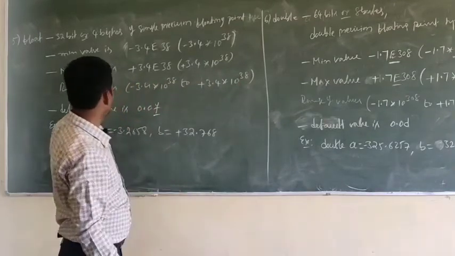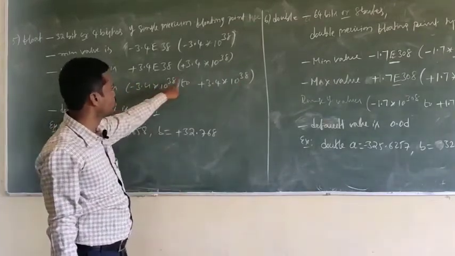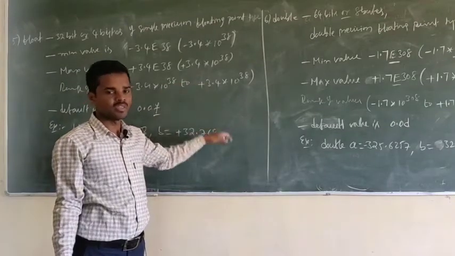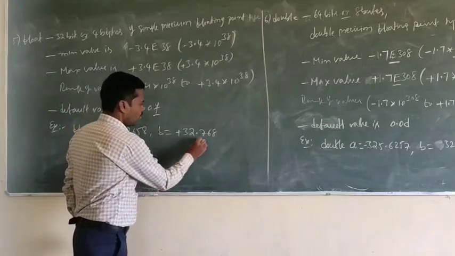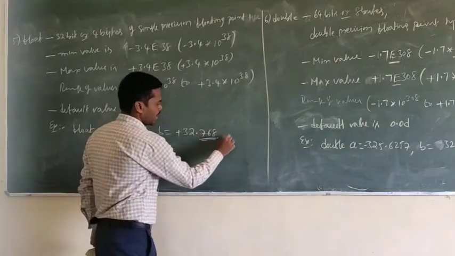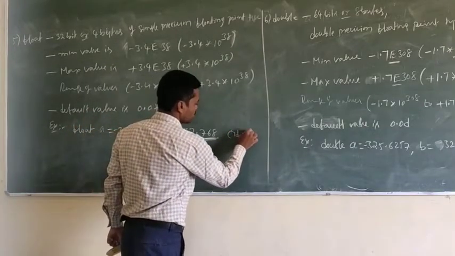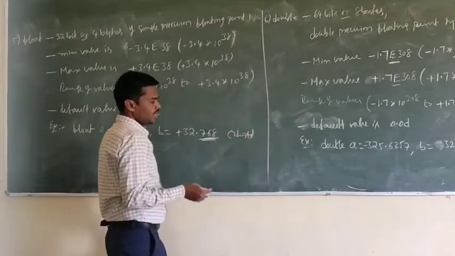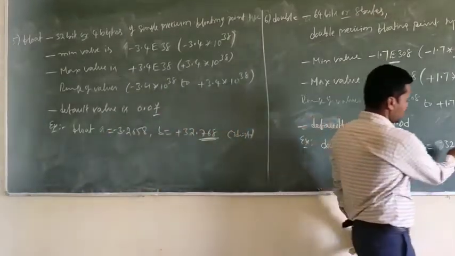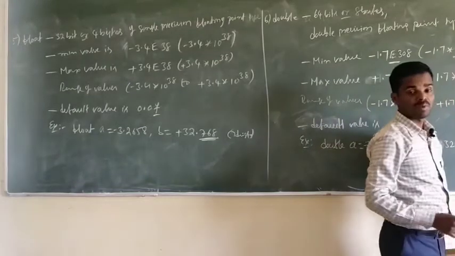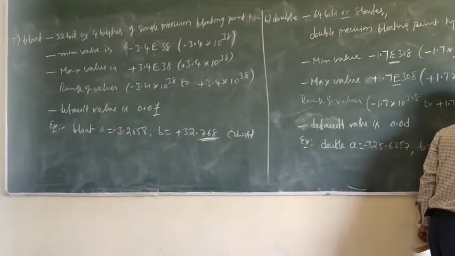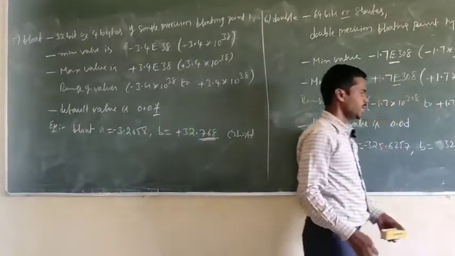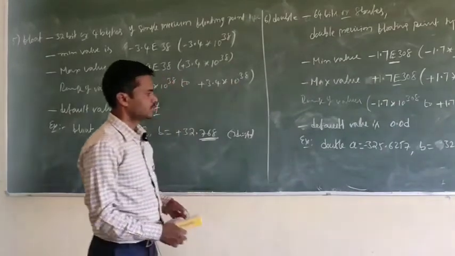So here the float can allow a maximum of up to 7 digits after the decimal point. After the decimal point it can allow approximately 7 digits, and here, for double, after the decimal point it can allow a maximum of approximately 17 digits.